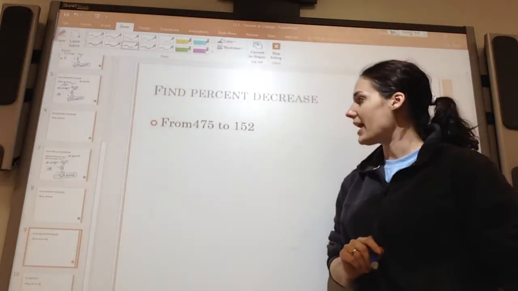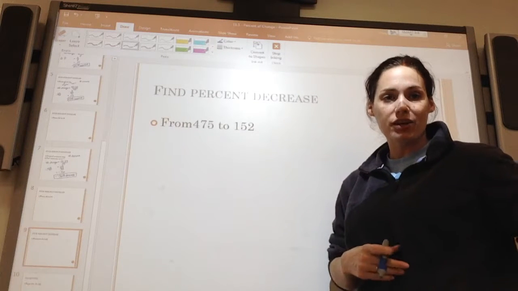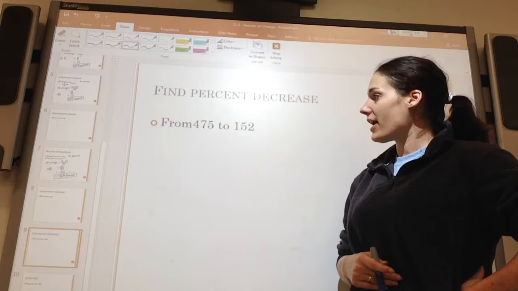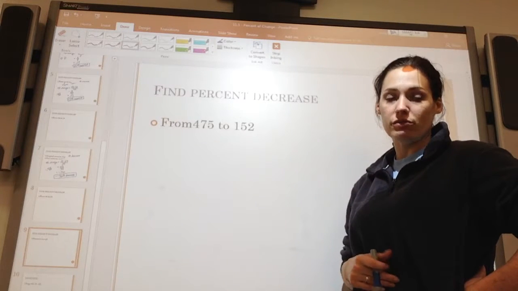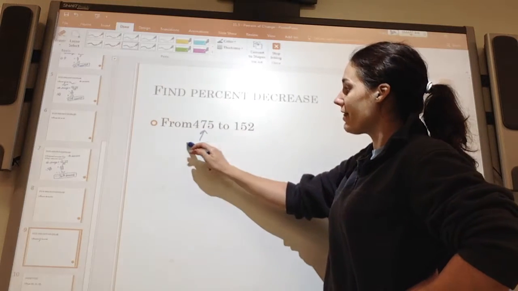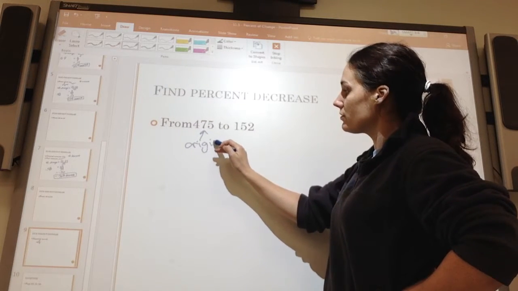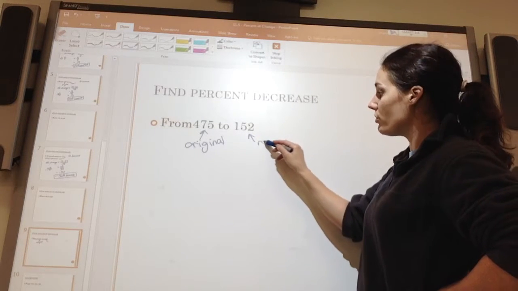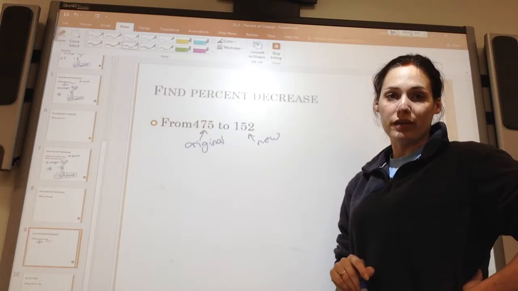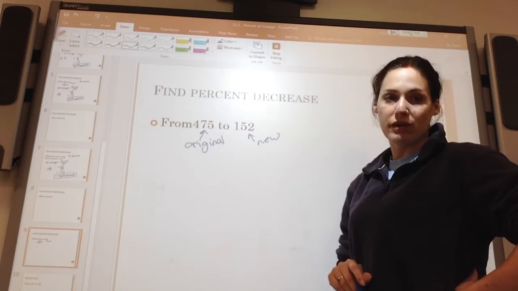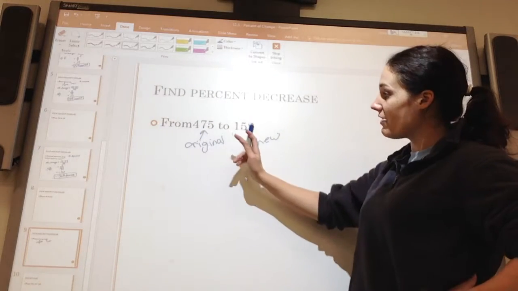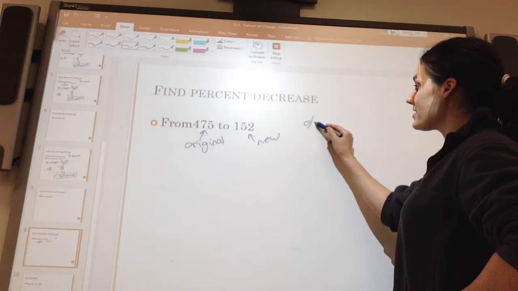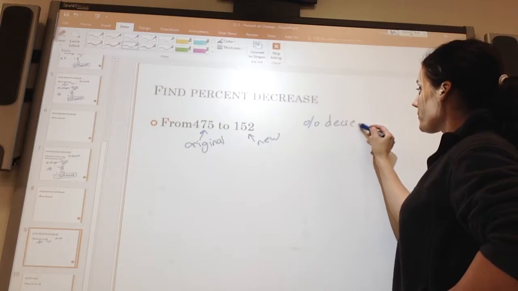Okay, let's look at one more that has just some larger numbers. It's calculator work, so don't let that scare you at all. We're going to go from 475 to 152. So we're going from 475. That means that's the original. That's where we started. And then we're going to go to 152. This is the new value that we ended up with. So we're starting with 475, we're ending with 152. 475 to 152 is a big drop. 152 is much less. So this is definitely going to be a percent decrease.